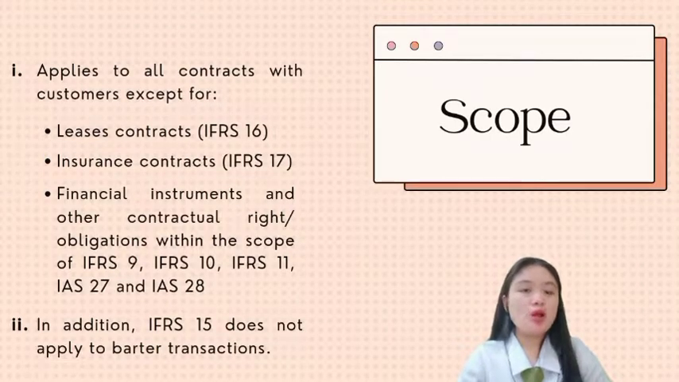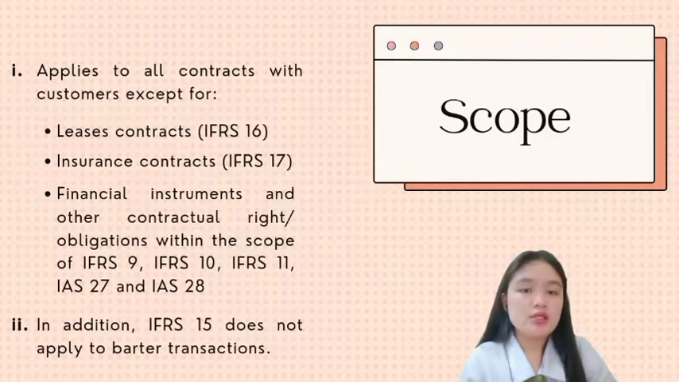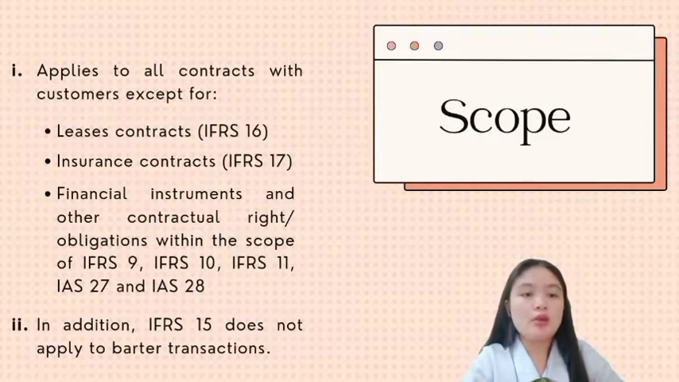IFRS 15 applies to all contracts with customers with some exceptions. Here is the list of types of transactions where you look to other standards for guidance, so not to IFRS 15: IFRS 16 leases contracts, IFRS 17 insurance contracts, and financial instruments and other contractual rights or obligations within the scope of IFRS 9, IFRS 10, 11, IAS 27, and 28. In addition, we do not apply IFRS 15 to barter transactions if they are done between companies within the same business. For example, sometimes two companies trade oil or other commodities or swap them in order to meet demand.